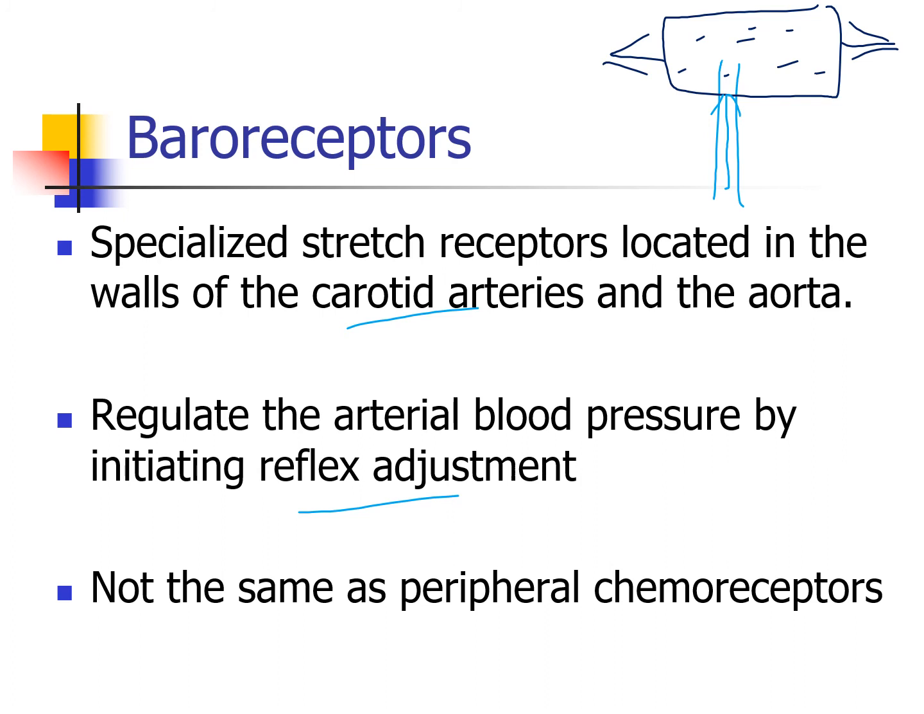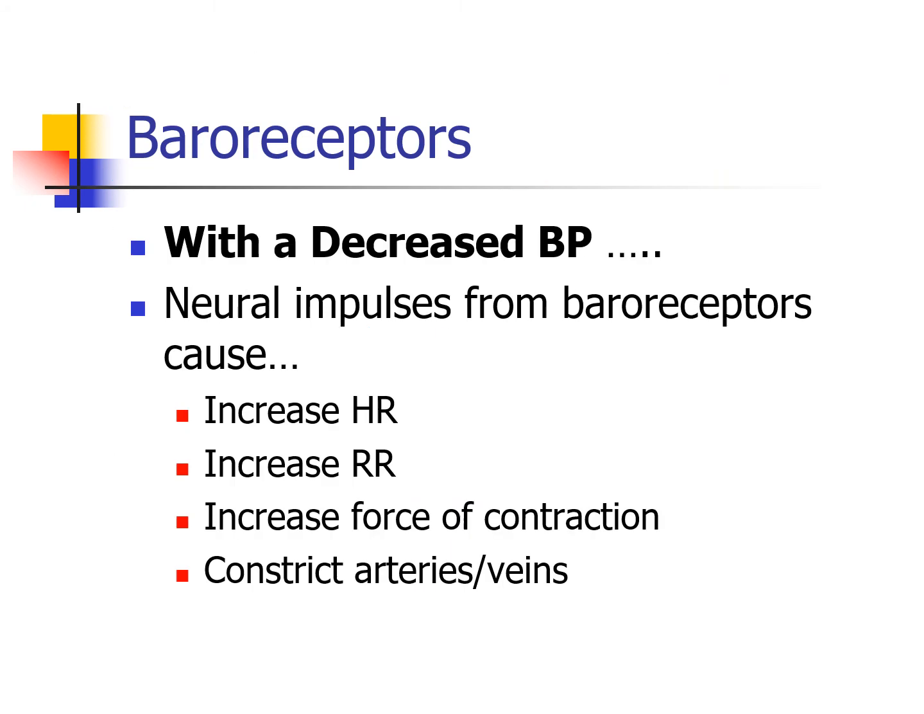So actually taking a deep breath improves preload, improves the amount of blood flowing to the heart, which hopefully would help improve the blood pressure as well. So if you think about the ventilation cycle as it also helps blood pressure, you're going to change your respiratory rate and pattern also with blood pressure based upon baroreceptors. All right, so with a decreased blood pressure, the neural impulses from the baroreceptors cause your heart rate to increase, your respiratory rate to increase.